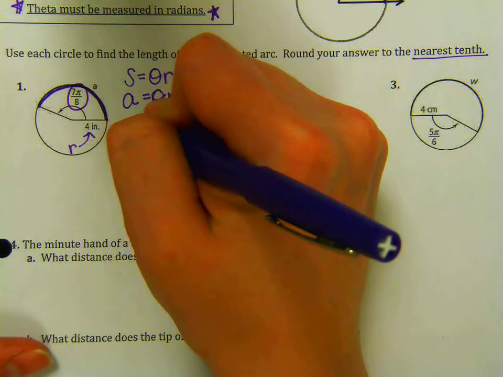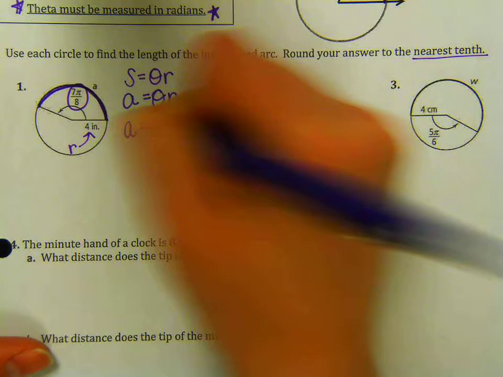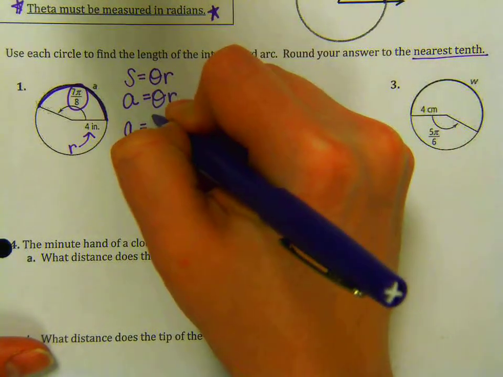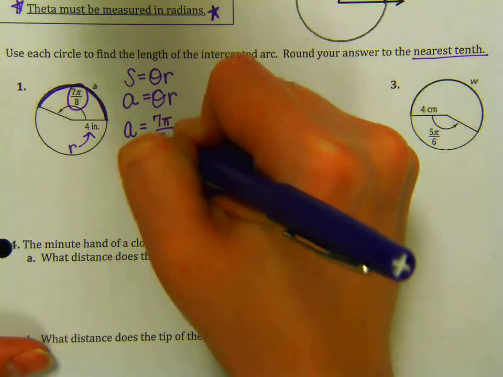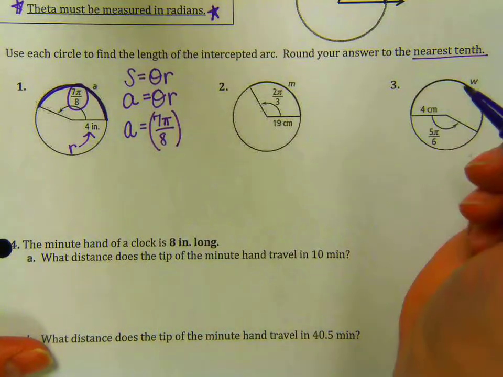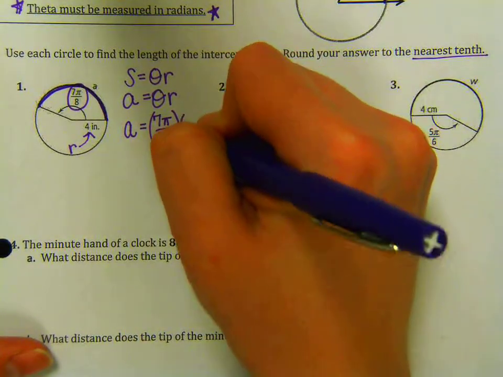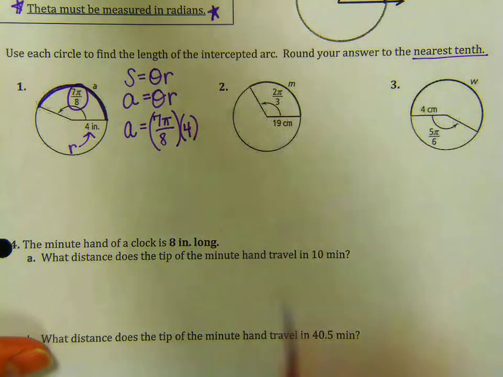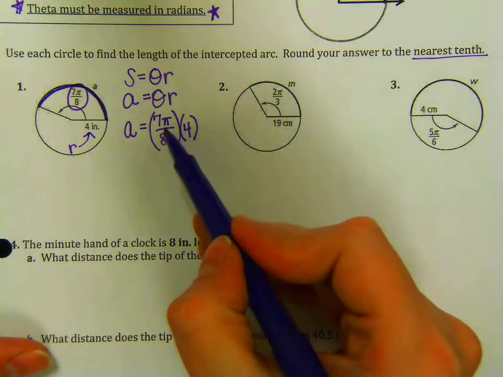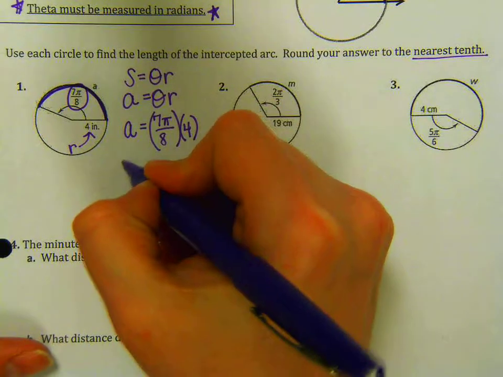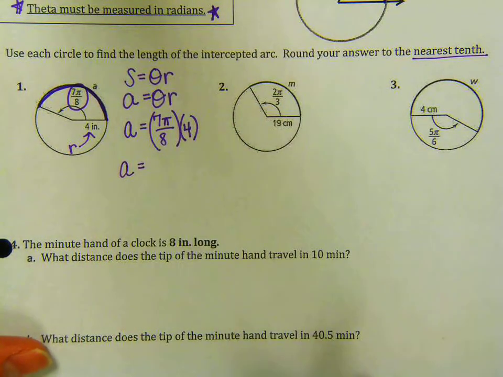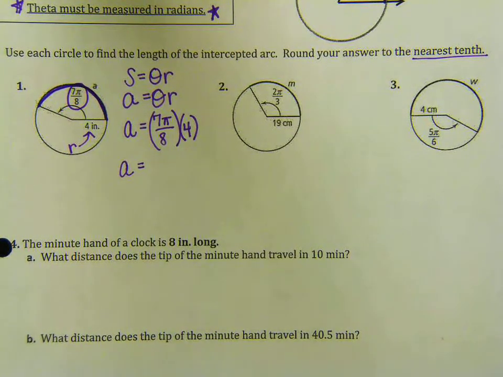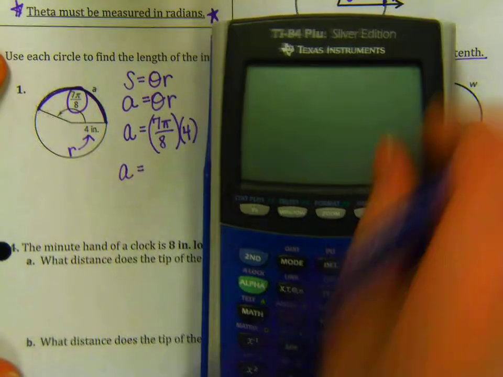So let's plug in what we have. We have A equals, theta is 7 pi over 8, and then I am multiplying by my radius, which is 4. Now in the other examples, it was really important that we kept pi. In these examples, since we are measuring for inches, you've never really heard of 7 pi over 2 inches, so I'm actually going to put it right into my calculator like it is so I can get my answer.